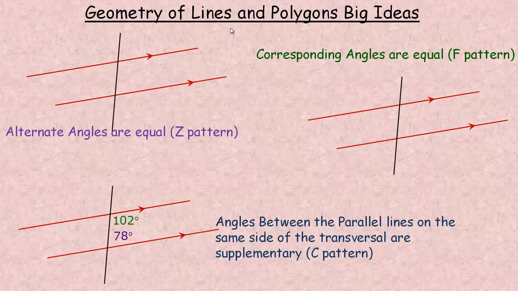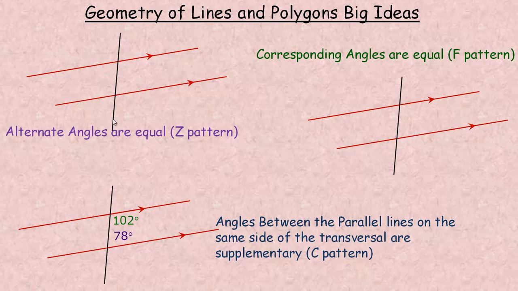In this tutorial, we're going to take a look at a lot of the geometry of lines and polygons, big ideas or important concepts in the grade 9 academic course. And we're going to talk about, on this page, some properties of parallel lines and when a line cuts through them. So the red pair of lines in all three diagrams here are supposed to be parallel. That's what the arrows mean in each diagram.